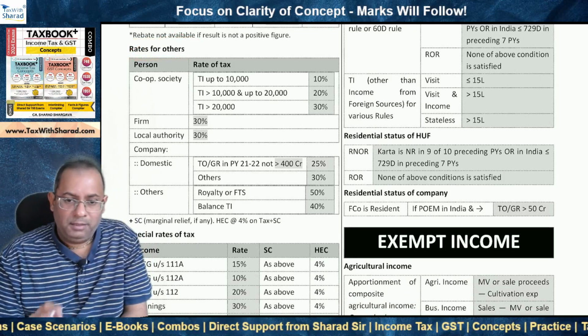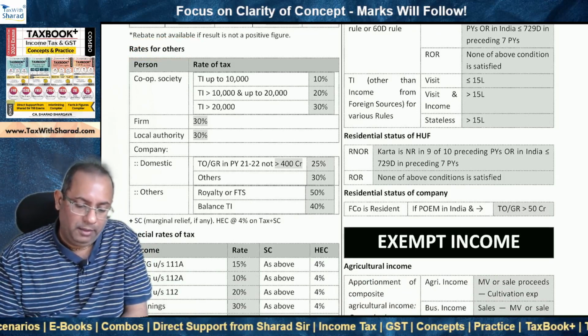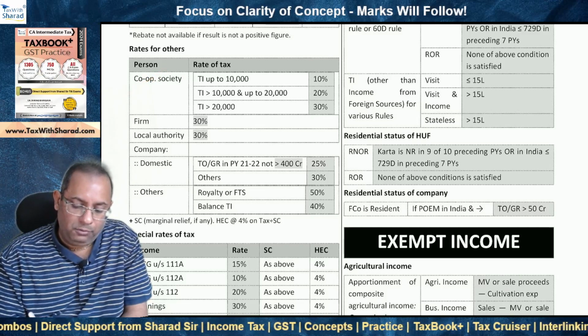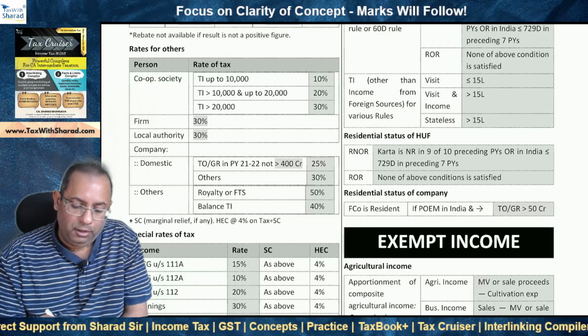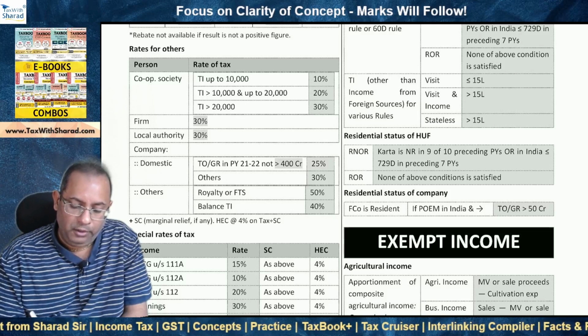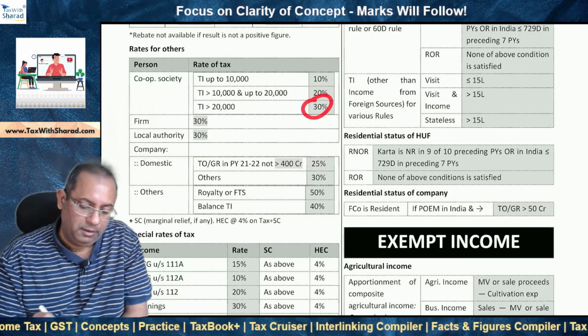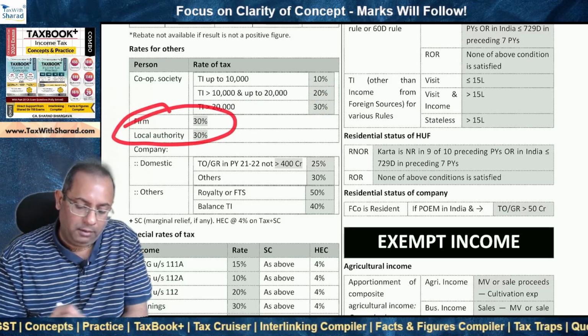Rates for others, that means other than individual, HUF, AOP, BOI or AJP. In the case of a cooperative society, where total income is up to 10,000, it is 10%. Total income more than 10,000, up to 20,000, it is 20%. And total income more than 20,000, it is 30%. For a firm and local authority, flat 30% rate.